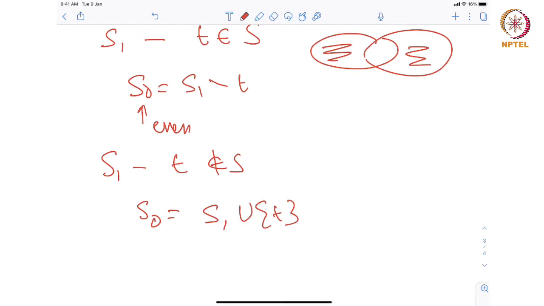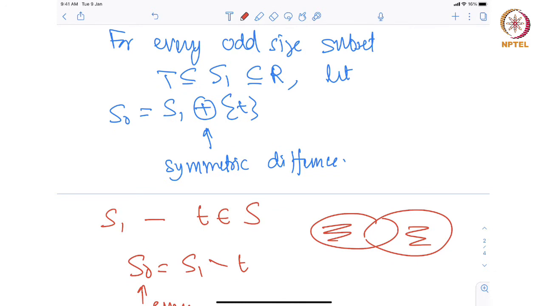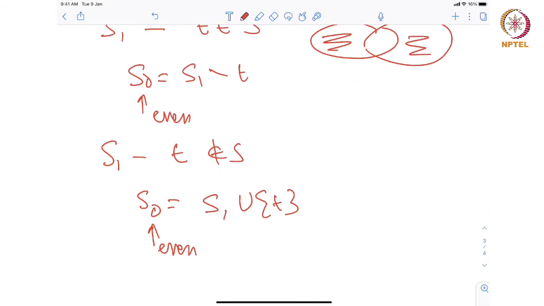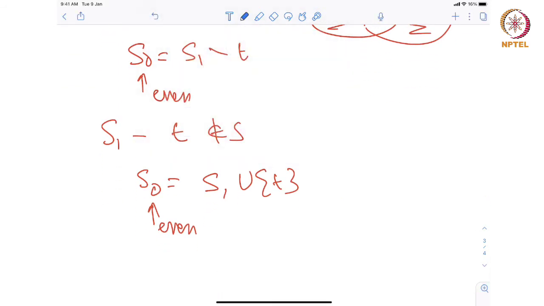So since we started with S1 as odd and we have added a new element to this, right, this is still even. So notice that at least the mapping from odd to even is fine. So every odd set is mapped to an even set. And why is this a bijection? Because you can recover it.